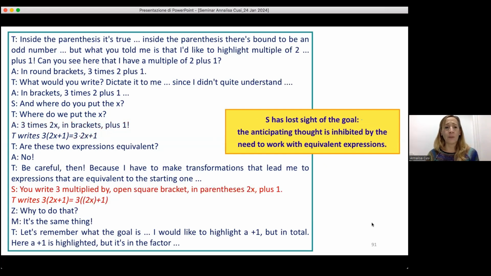There was another moment of difficulties for students when S has lost sight of the goal. Now S has clear the anticipating thought, the need of working with equivalent expressions, but the anticipating thought in this case is inhibited. And so it suggests to make a transformation which is useless.